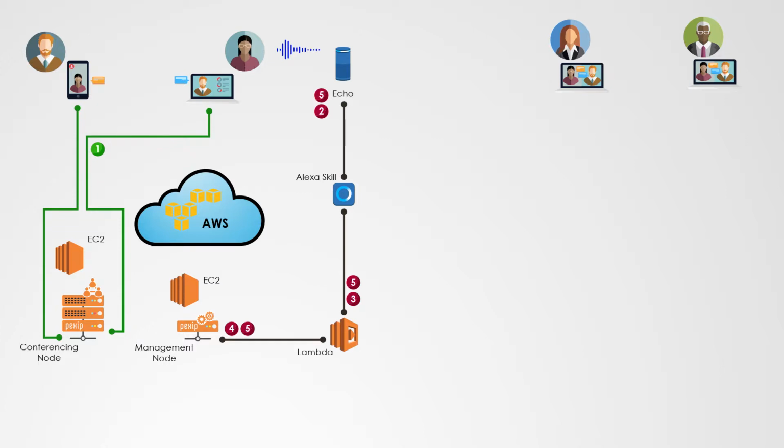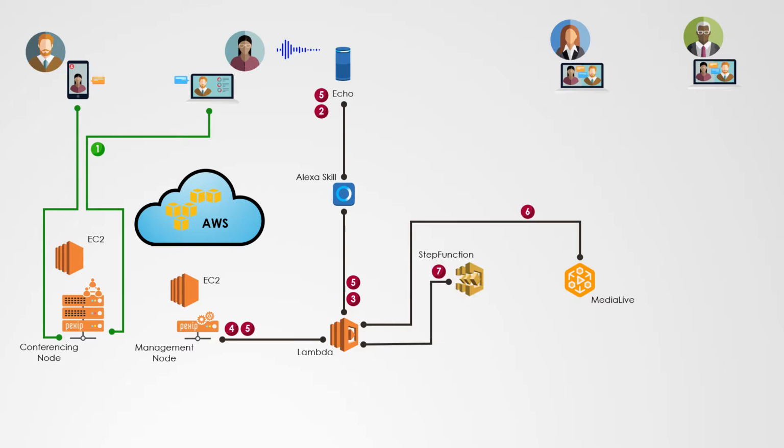Now, there will be interaction going back and forth between the Alexa skill, the Lambda function, and the management node to verify which meeting it is supposed to stream. So once the system has verified which video conference it is supposed to stream, the Lambda function will start the streaming channel on the Media Live service. Then it will trigger a step function.